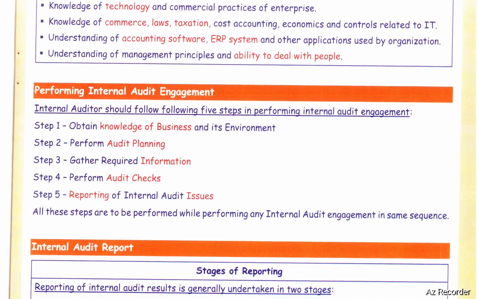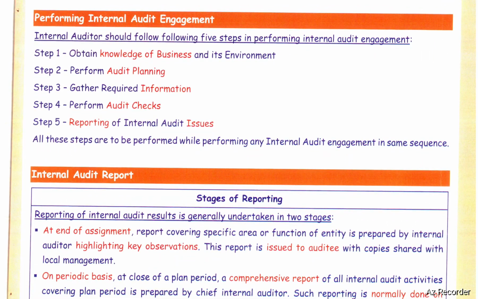Performing internal audit engagement. Internal auditor should follow the following 5 steps in performing internal audit engagement. Step 1, obtain knowledge of the business and its environment. Step 2, perform audit planning. Step 3, gather required information. Step 4, perform audit checks. Step 5, reporting of internal audit issues. All these steps are to be performed while performing any internal audit engagement in the same sequence.